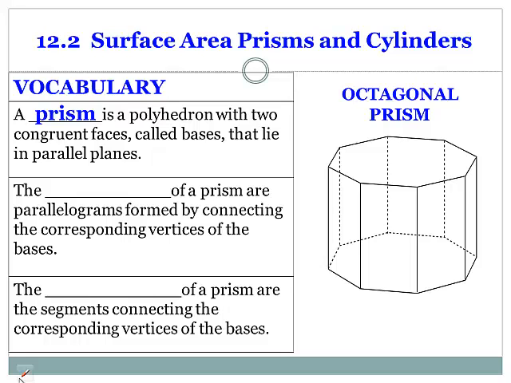We're looking at our figure over here. We have an octagonal prism, so our bases are octagons. We have base 1 here, and we have base 2 here. So base 1 is on the top, base 2 is on the bottom.